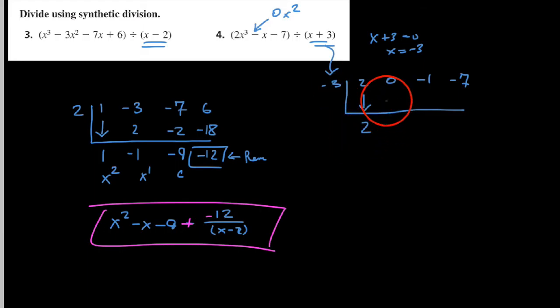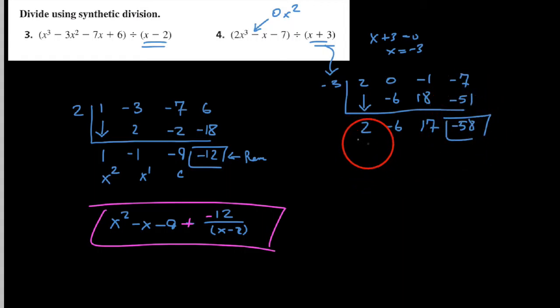We say negative 3 times 2 is negative 6. Negative 6 plus 0 is negative 6. Negative 6 times negative 3 is positive 18. 18 plus negative 1, excuse me, is 17. And then 3 times 17 would be 51, plus this negative 7. And then adding these together, we get negative 58.